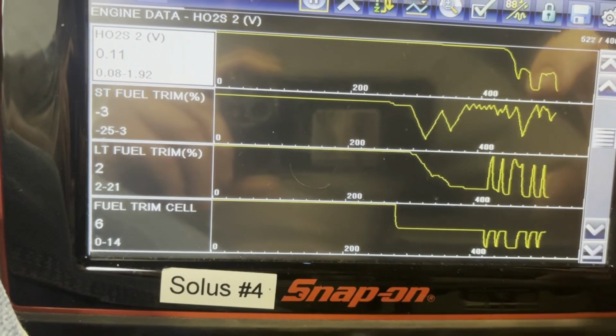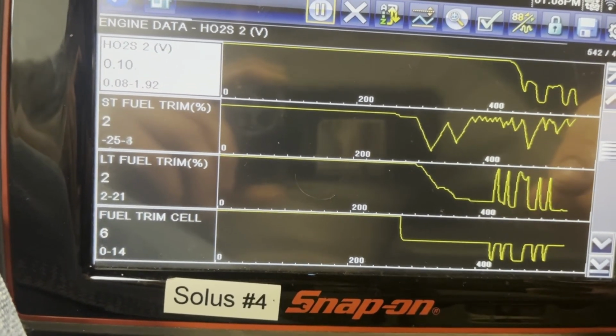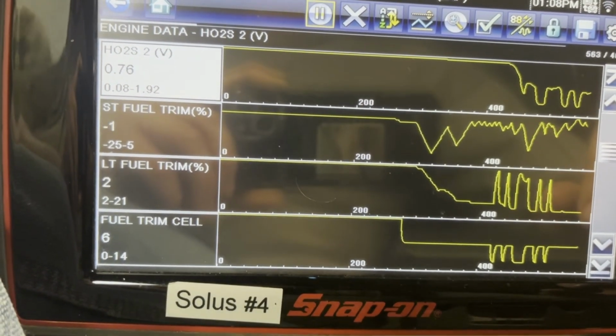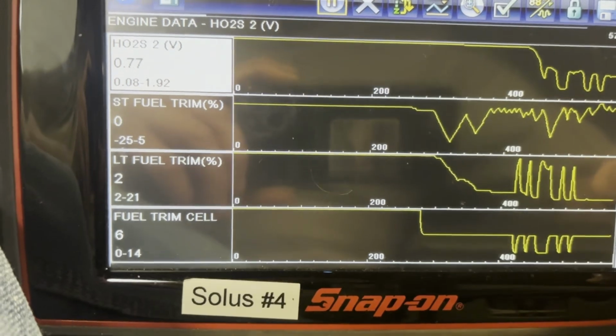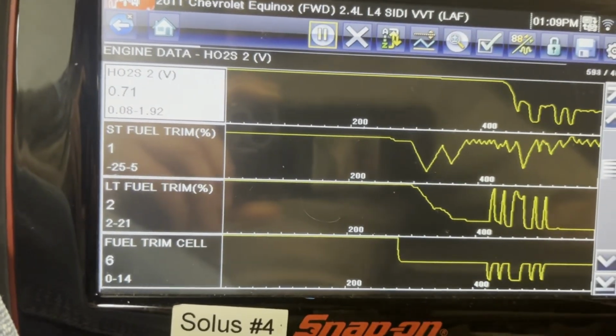So as you saw in our long-term fuel trim, our percentage is going to go up, and our short-term fuel trim is going to try to stay close to zero.